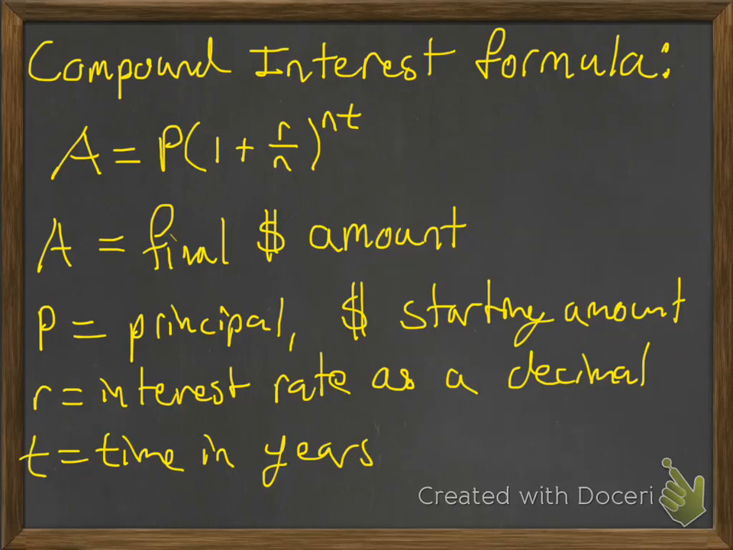So the compound interest formula is your amount, that's a final dollar amount, is equal to your principal, that's your starting amount, times the quantity 1 plus your rate as a decimal divided by n, which is the number of compounds per year, and all of that is raised to nt. And this is commonly used to calculate final amount or interest required.